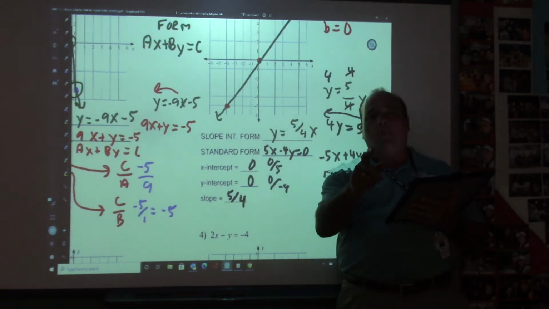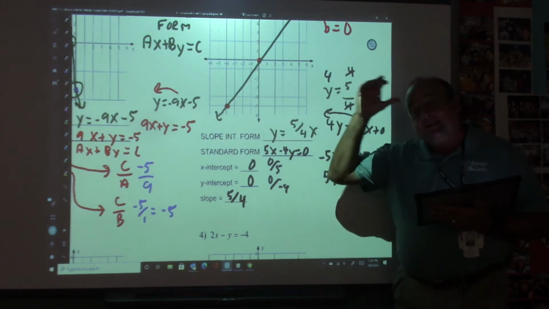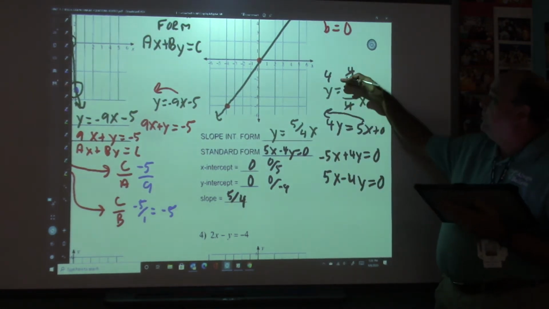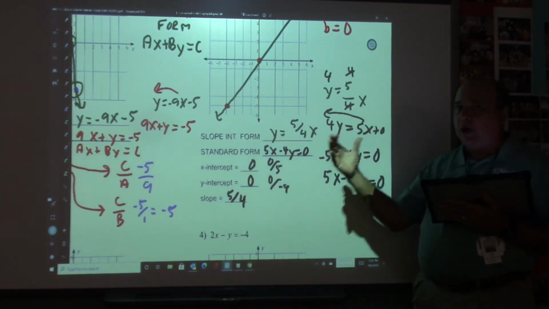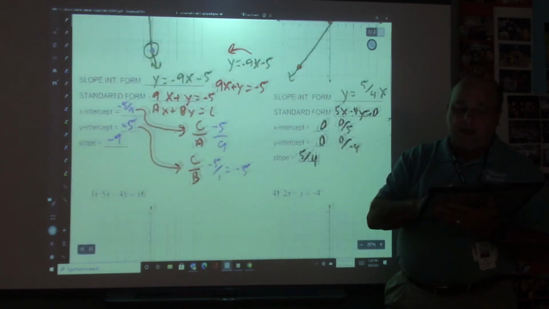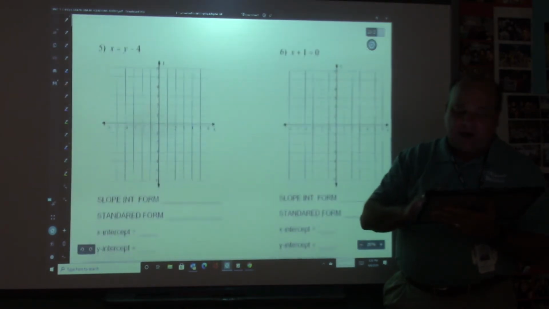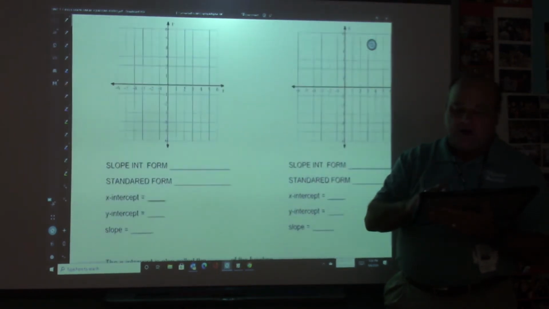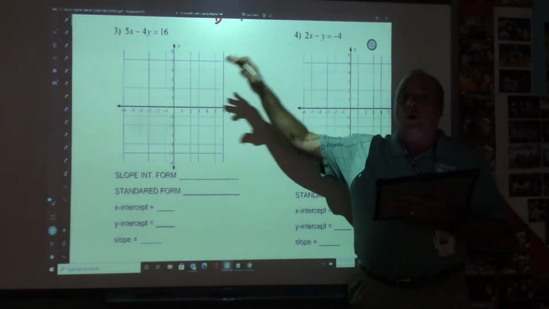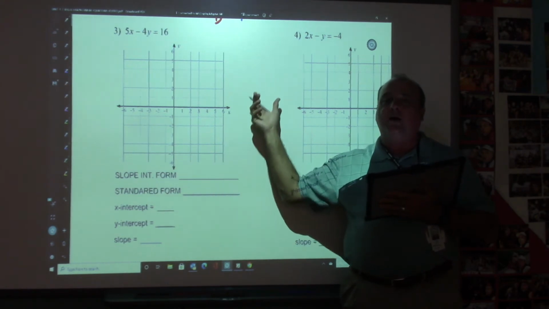Listen, y'all have not gone from here to standard ever. So this will take some time. I'll do a couple of them with you, okay? Don't panic. You're going to be okay. I don't think any of these others have fractions. So you don't have to get rid of the fractions on the rest of them. So it'll be simple.